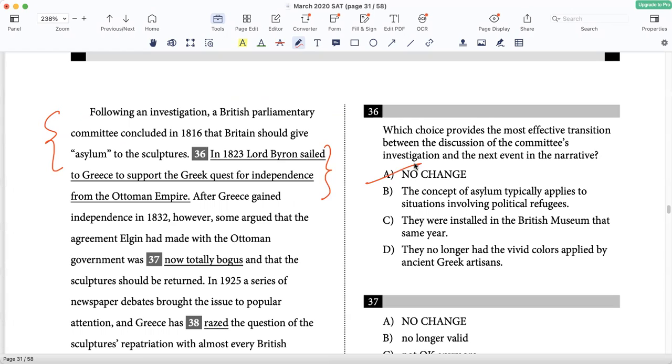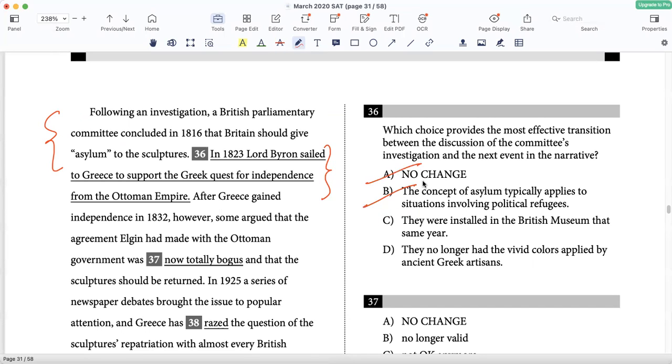The concept of asylum typically applies to situations involving political refugees. No, this doesn't really connect the previous sentence to this sentence because this is just giving a definition of asylum, which is not relevant at this point.